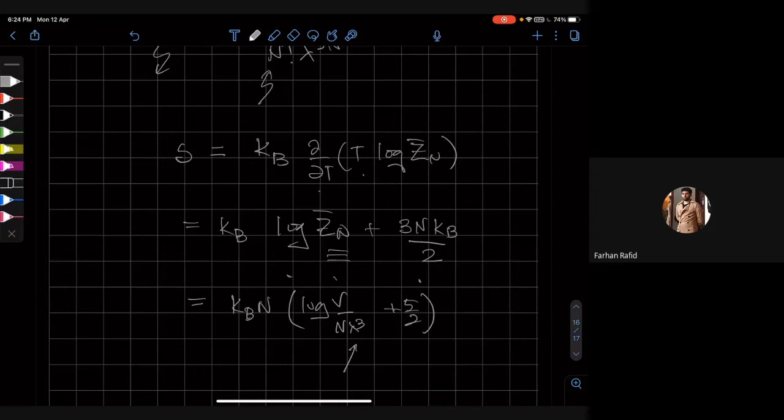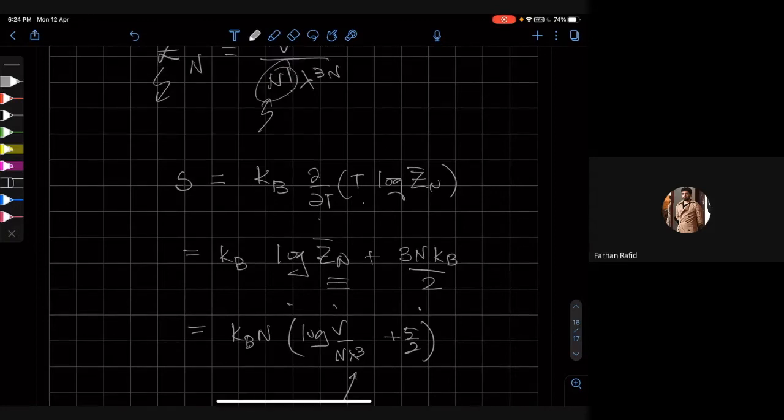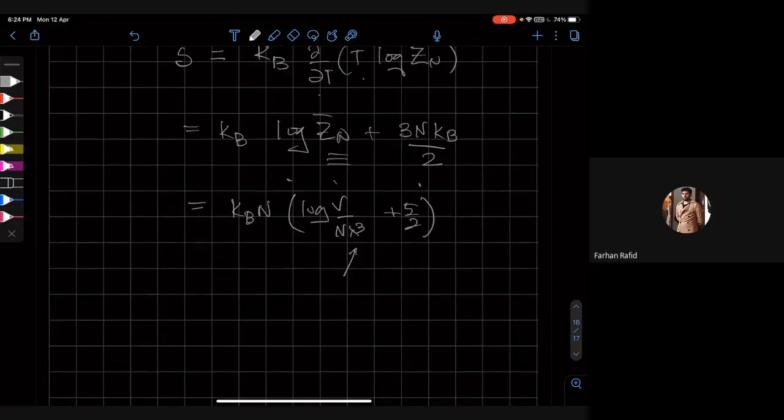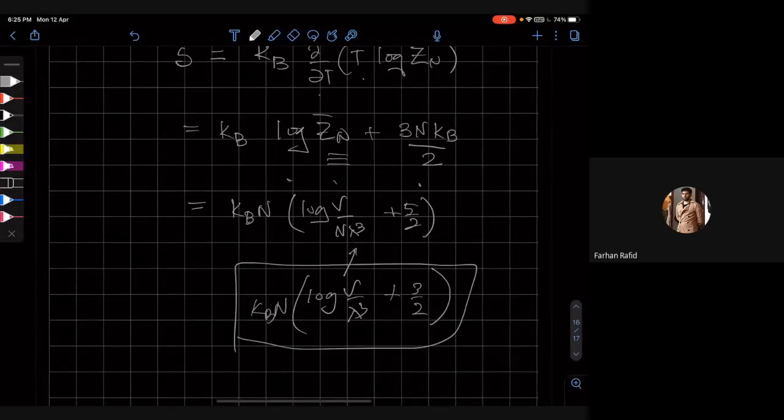Now, if I didn't take this N factorial into consideration, I would get a different result. I would get 3/2 here, and here I would get log of V over lambda cubed times Kb N. So I would get a different result for the entropy. This formula is called the Sackur-Tetrode equation. And this equation explains a paradox which is known as the Gibbs paradox.